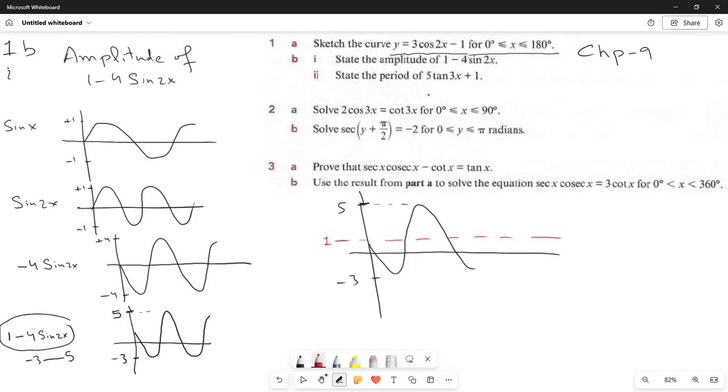Now, from the mean value, how much is it swinging in each direction? It is going this way by 4, and it's going this way also by minus 4. So the amplitude is this maximum swing around the mean value. So the amplitude is 4. I hope it's clear. So this is part 1b, the first part of it.